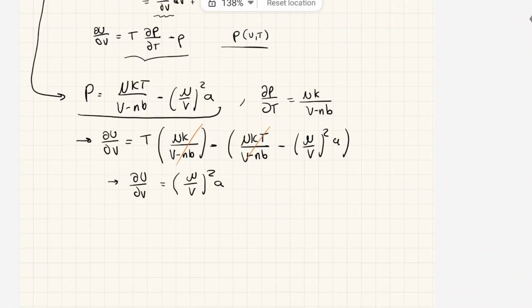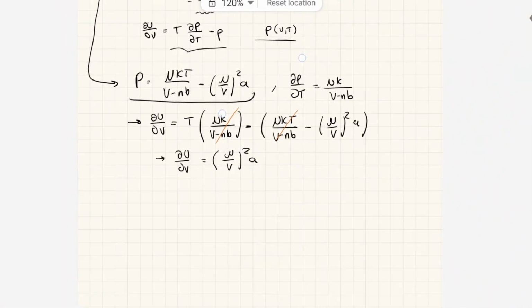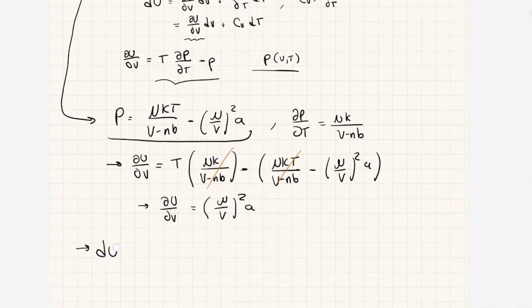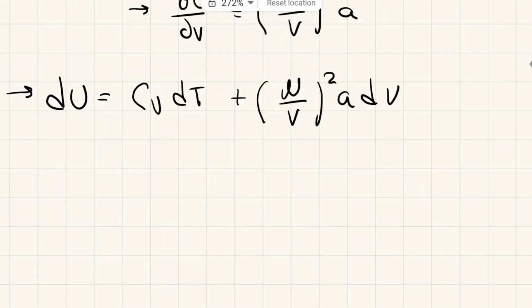Okay, perfect. So what happens if we take this back into the dU definition? Well, we are going to get that dU is equal to Cv dT plus N divided by V squared A dV, right? Okay, so this is like the exact differential, or the differential of internal energy for the van der Waals gas.